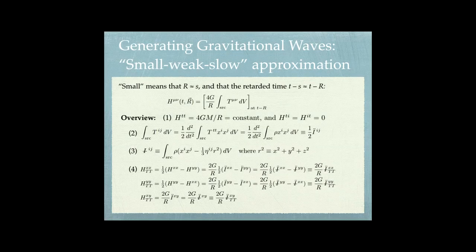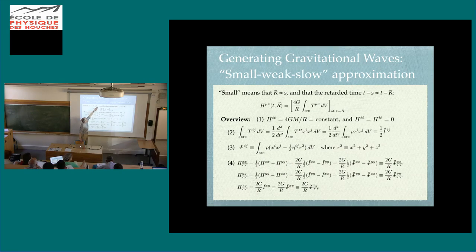So small means that I can replace S by capital R. The source is so small that S is going to be insignificantly different from R during that entire integration. And so then all I have to do is integrate over this source, and I'm not even going to worry about the denominator. I've pulled that out. And this is what we then need to do to figure out the gravitational waves that come from that source.